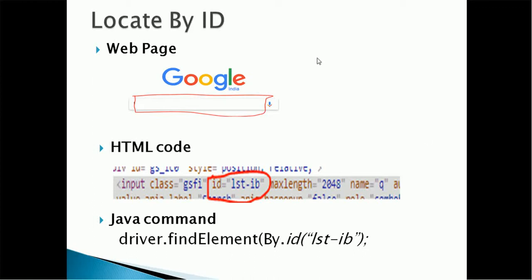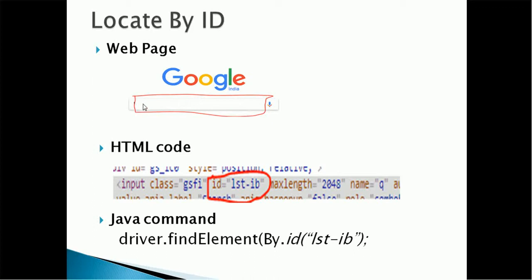I have taken a web page of Google, and this is the HTML code of the Google search box. If you see the HTML code, it will look like this. In the next video I will show you how to see the source code of any web application, but just for this video, assume that this is the HTML code of this Google search text box, and I want to enter some text in the Google search box.